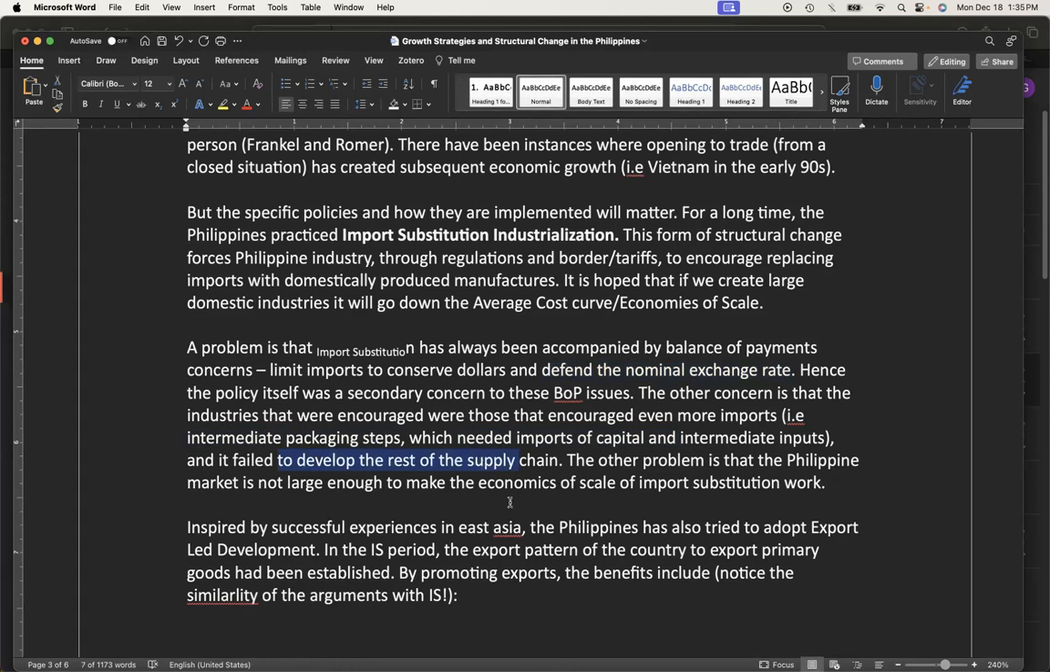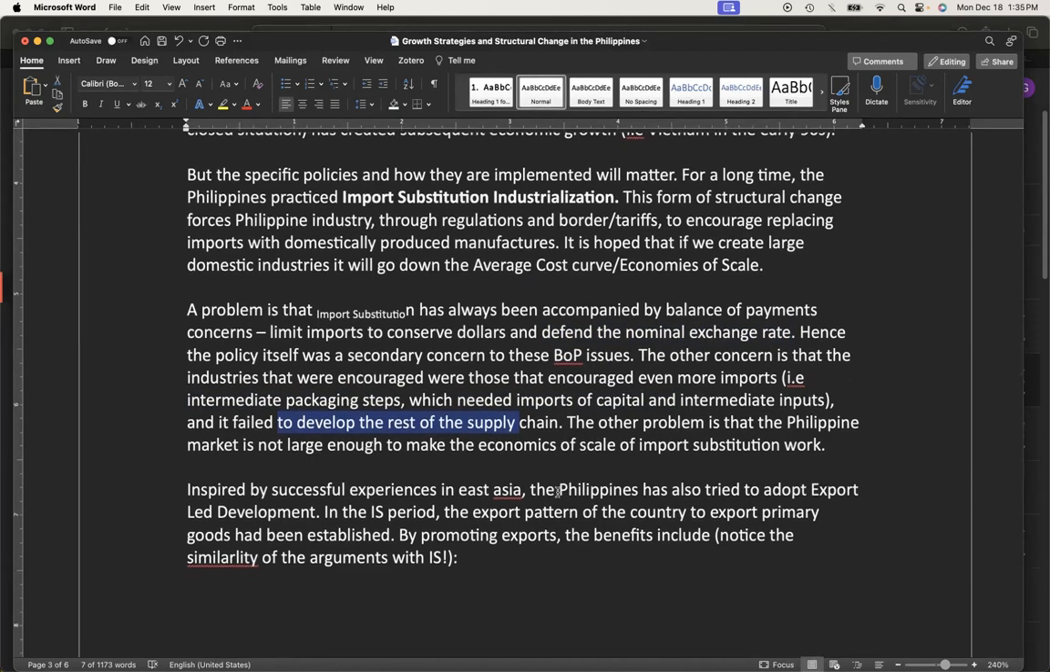The other problem is that the Philippine market is not large enough to make the economies of scale of import substitution work. In many countries like the United States, the domestic market is large enough so that a domestic firm that focuses on the domestic market will enjoy enough economies of scale to enjoy lower prices, right? So broadly speaking, import substitution was not able to help the Philippines increase its efficiency and output per capita, right?